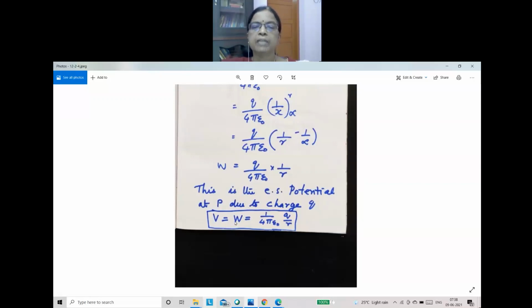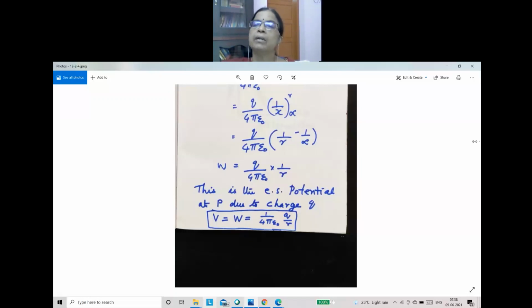Potential equal to work done to bring a unit positive charge from infinity to that point is equal to 1 by 4 pi epsilon 0 q by r. So I'll ask a question. Potential equation we got 1 by 4 pi epsilon 0 q by r. This is a potential due to a charge q. What is the electric field due to a charge q, children?